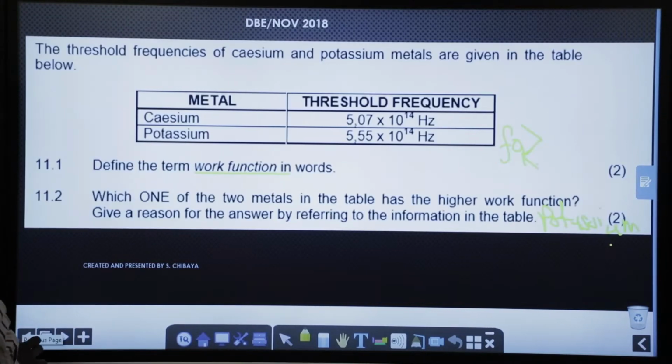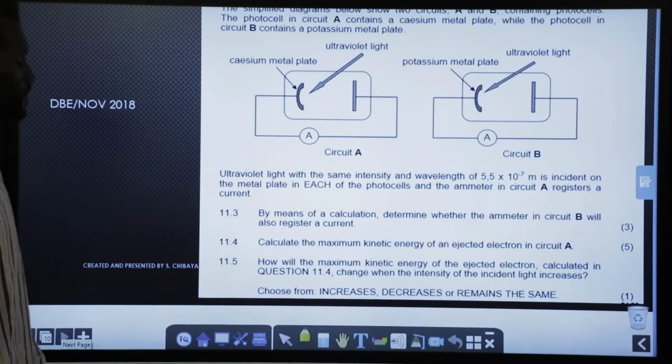Is that the next question? Yes, it is. So the next question says, I'll read it from here because it's not clear from the board. It says that the simplified diagram below shows 2 circuits, A and B, containing photocells. The photocell in circuit A contains calcium metal plates, while the photocell in B contains a potassium metal plate.